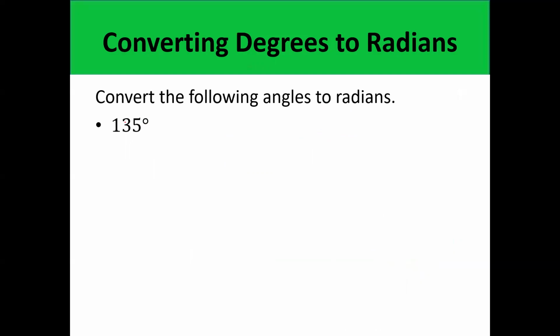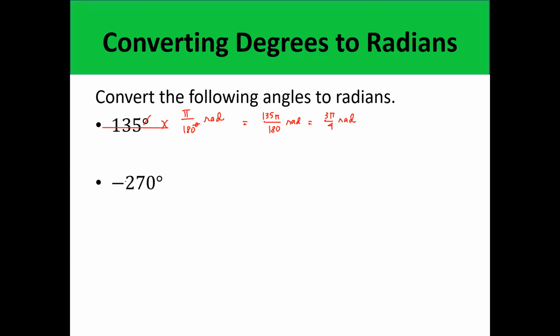First one, we have 135 degrees. So we multiply this by pi over 180 degrees radians. In this case, the degree unit of measurement will be cancelled out. So we will get 135 pi over 180. And in lowest terms, this 135 pi over 180 radians is equivalent to 3 pi over 4 radians.